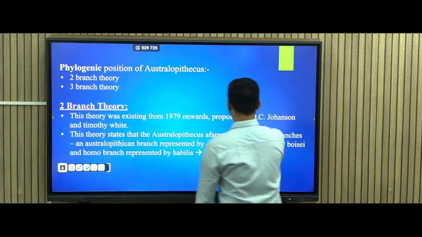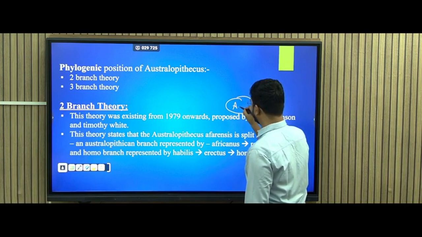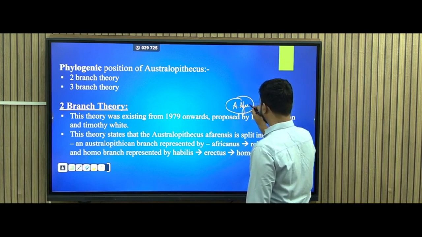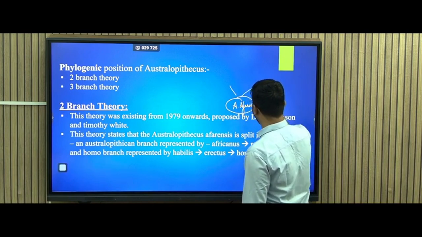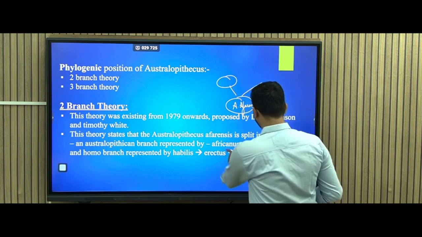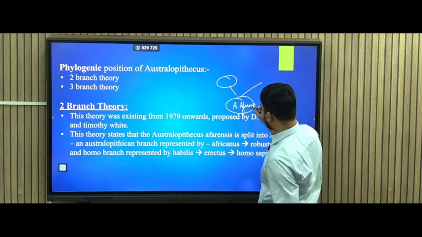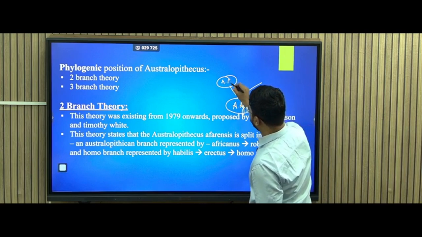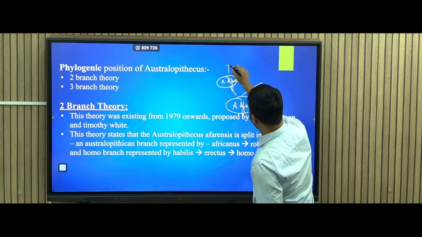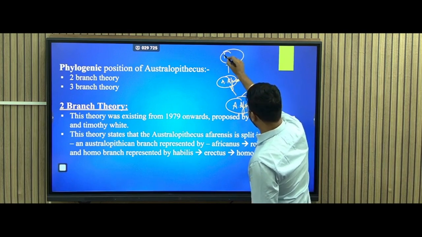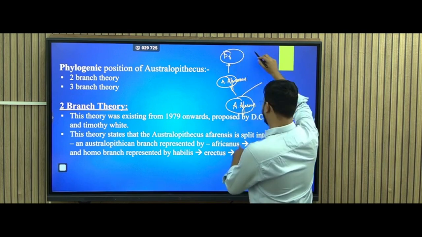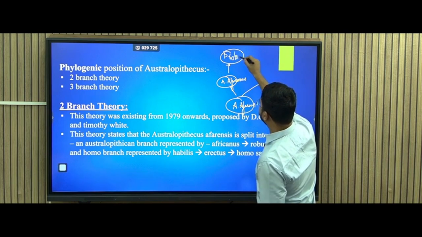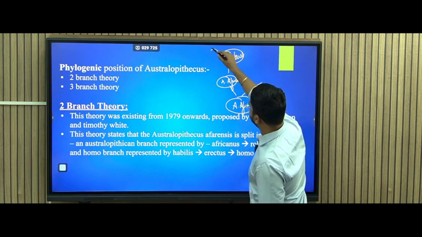So you have Australopithecus afarensis. This is split into two branches. One is divided into Australopithecus africanus, then it evolves into boisei. Okay, Paranthropus robustus and boisei. Then it will give rise to.